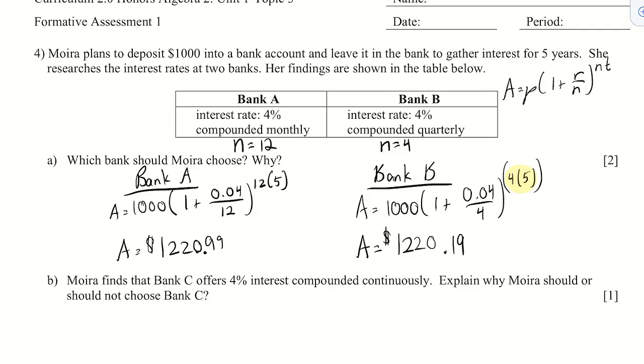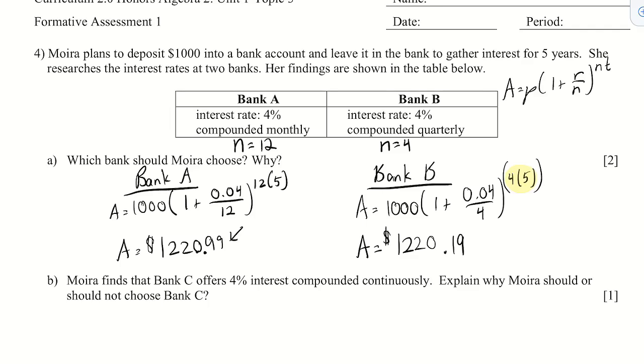So, like I said, very similar. Which one is actually a better deal? It is Bank A, but only by 80 cents. So it's not really that much of a difference. But hey, 80 more cents in your pocket is good.